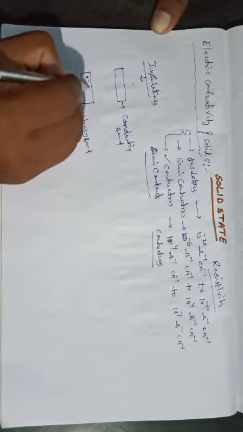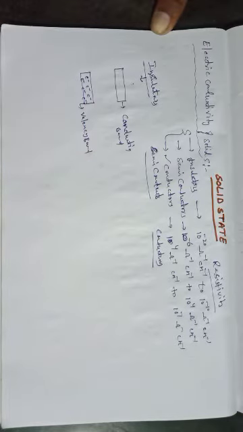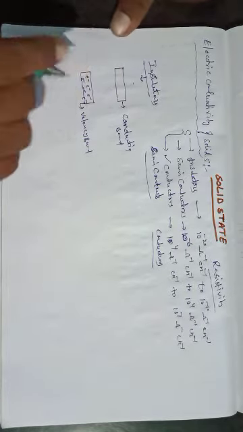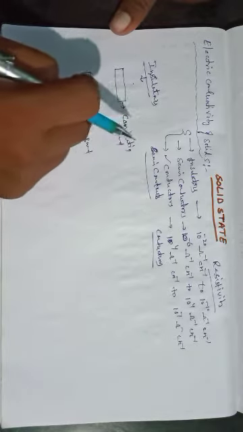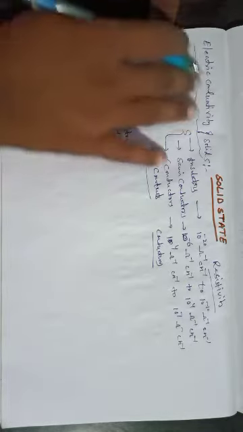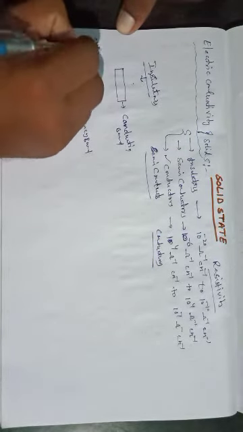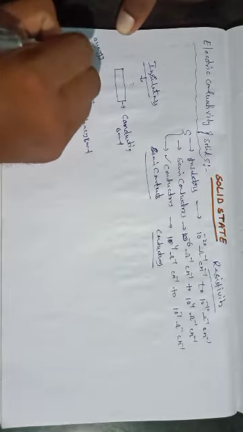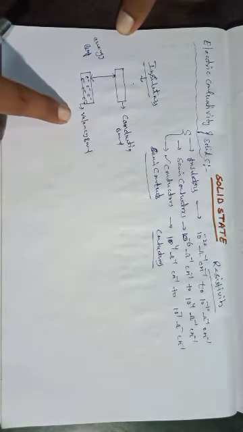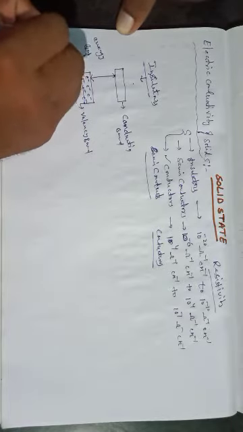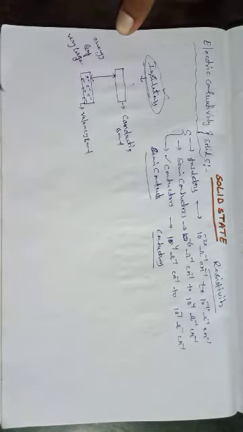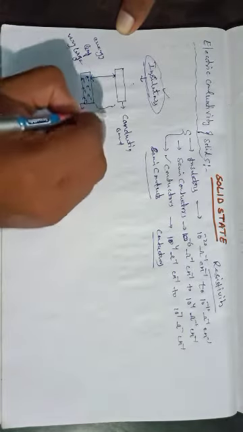The valency band contains a number of electrons. The conduction band does not contain electrons. The distance between the valency band and conduction band, I mean the energy gap, is very large in insulators. This energy gap is known as the forbidden zone.